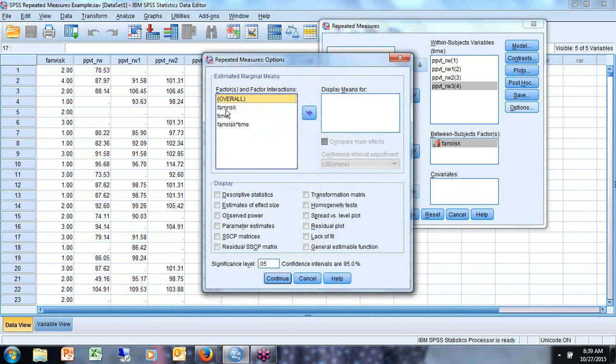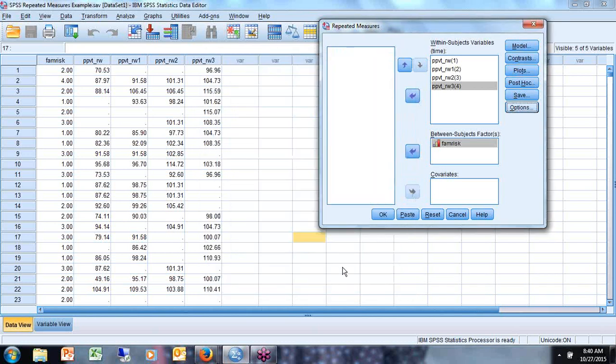We're going to make sure that we ask for all 3 of these to go over here to Display Means so we can get the main effect comparisons. This is essentially going to give us the least significant difference post hoc tests without us having to ask for them as a separate test. We're also going to ask for descriptive statistics, estimates of effect size, and homogeneity tests. You can ask for others, but in terms of a basic run, those are the 3 that we really need. We click Continue, and we can click OK.